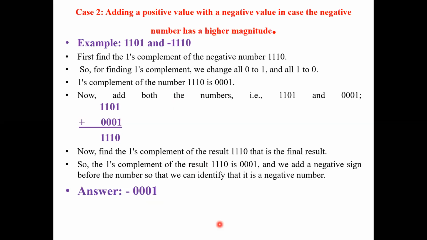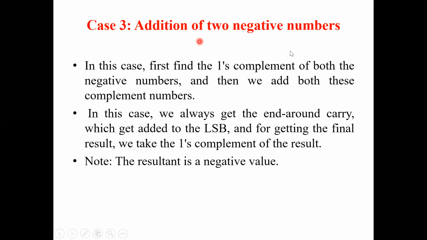Okay, the last case we will discuss and we will end. So if I add two negative numbers, since both the numbers are negative, you will find the ones complement of both the numbers. Previously there was only one negative number and you used to find the ones complement of that number. Now here both the numbers are negative, means -3 and -2. So you find the ones complement of both the numbers. Then you add both the numbers.